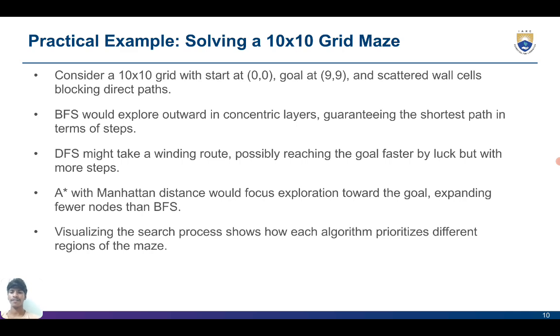DFS might take a winding route, possibly reaching the goal faster by clock time, but with more steps. A star with Manhattan distance would focus exploration toward the goal, expanding fewer nodes than BFS. Visualizing the search process shows how each algorithm prioritizes different regions of the maze.